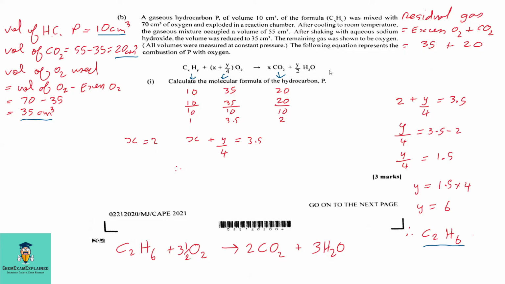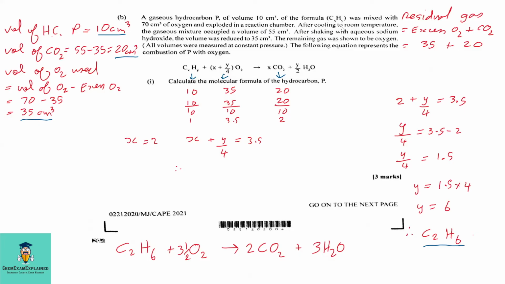So here is our equation that we're going to use to solve the problem. Let us first identify some important values. Here we have the volume of hydrocarbon. So the volume of the hydrocarbon P is 10 cm³. The next thing you notice is that they said that the hydrocarbon was mixed with 70 cm³ of oxygen and exploded. So there's a reaction taking place now.